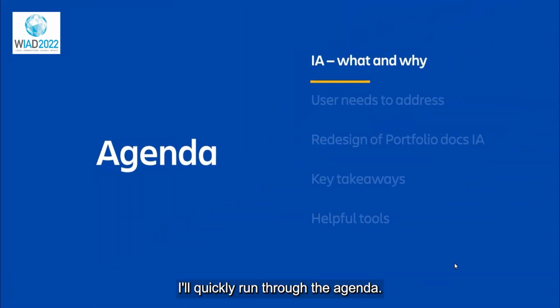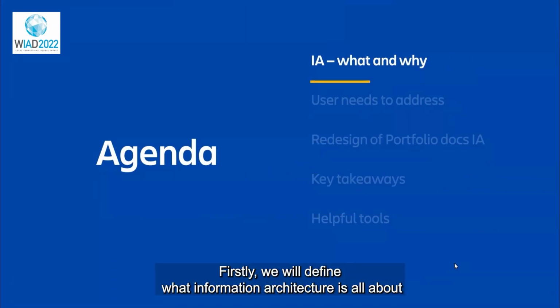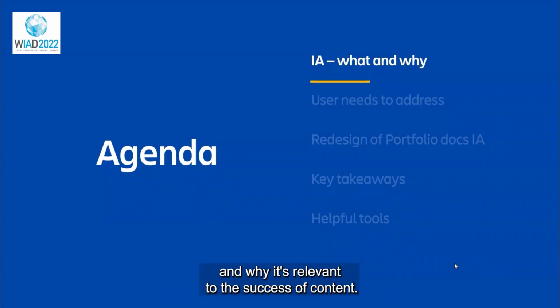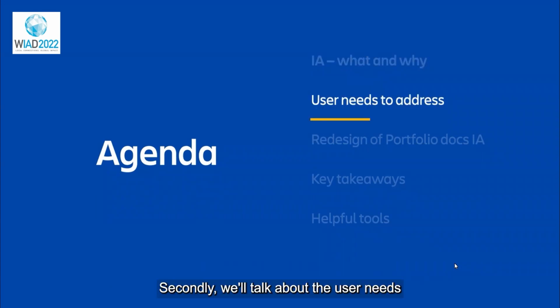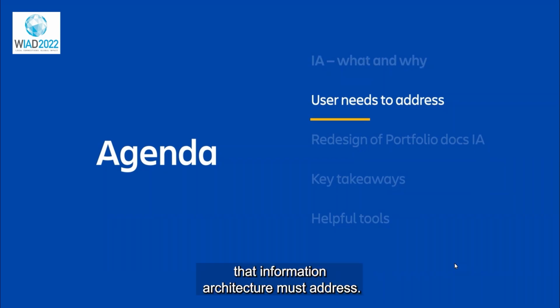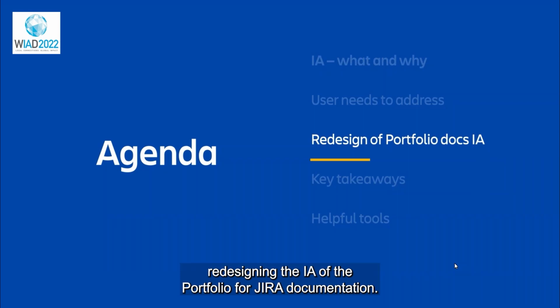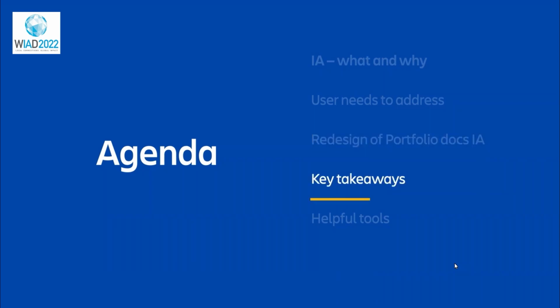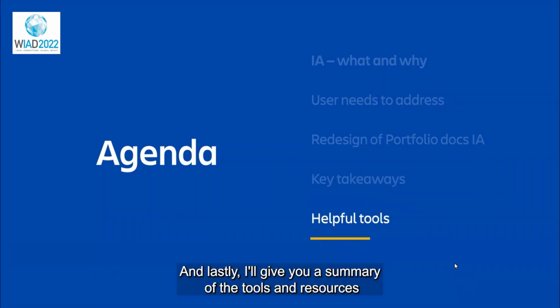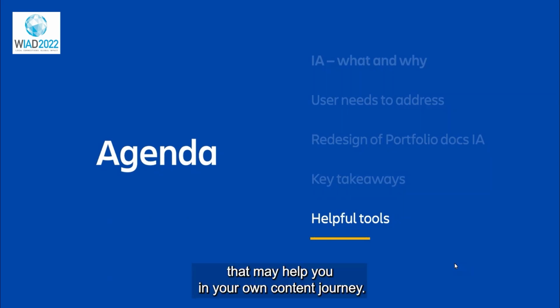I'll quickly run through the agenda. Firstly, we'll define what information architecture is all about and why it's relevant to the success of content. Secondly, we'll talk about the user needs that information architecture must address. Next, we'll deep dive into our journey redesigning the IA of the Portfolio for Jira documentation. Portfolio for Jira is one of our products here at Atlassian. And then we'll also chat about what we learned embarking on that journey. And lastly, I'll give you a summary of the tools and resources that may help you in your own content journey.